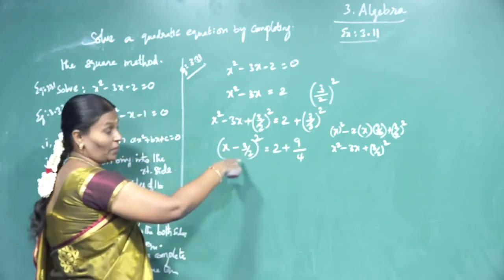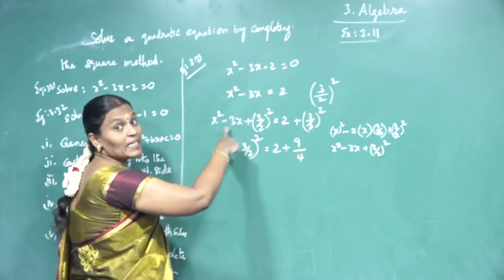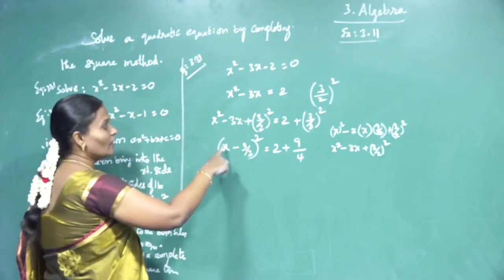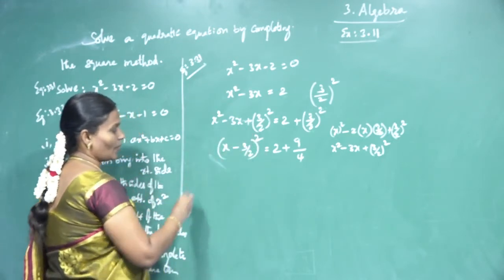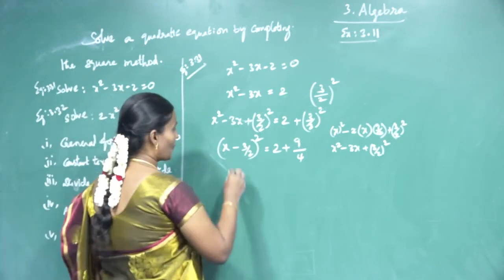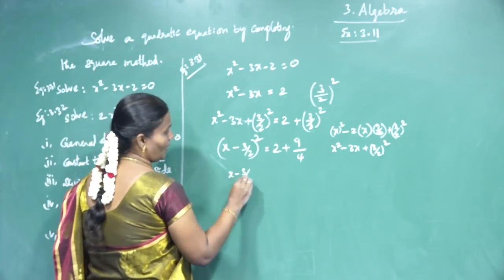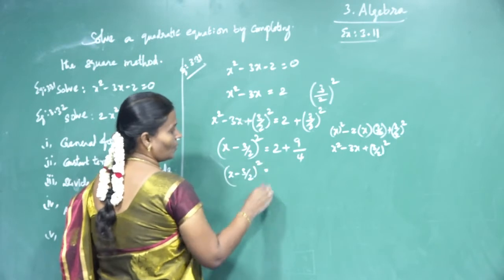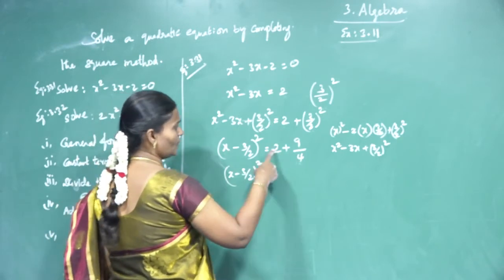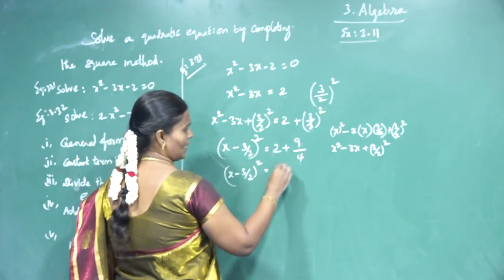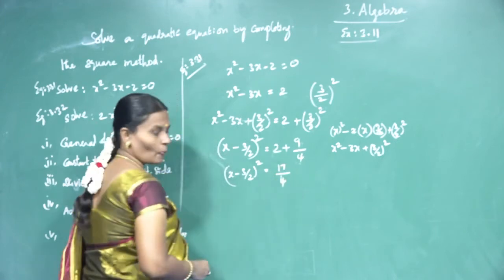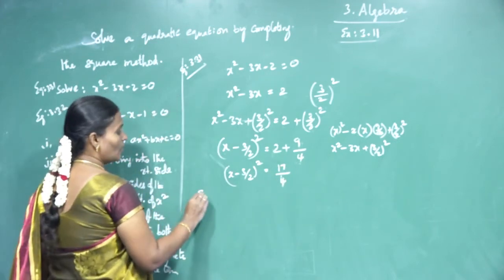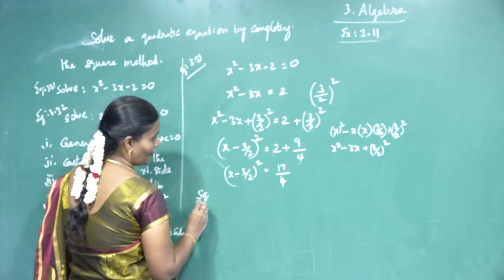So now the fifth step is over. We have made the completing square. Now we simplify it. x minus 3 by 2 the whole square is equal to 2 4s are 8, 8 plus 9 is 17, so 17 by 4.